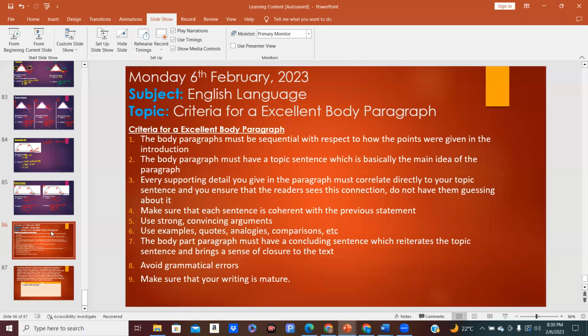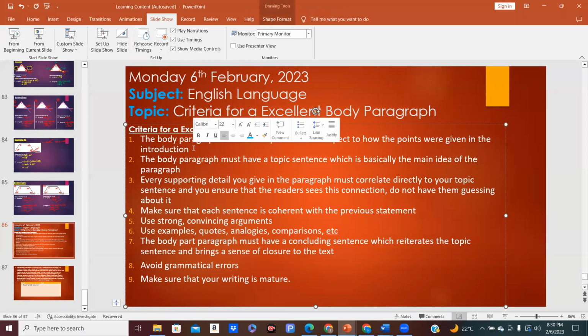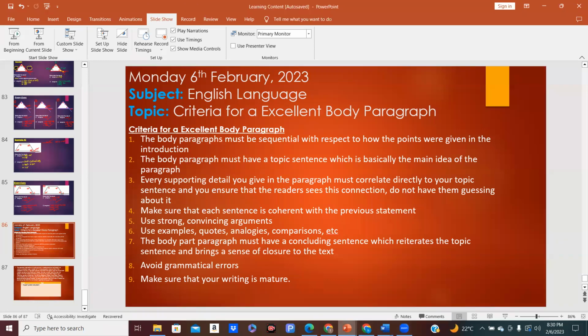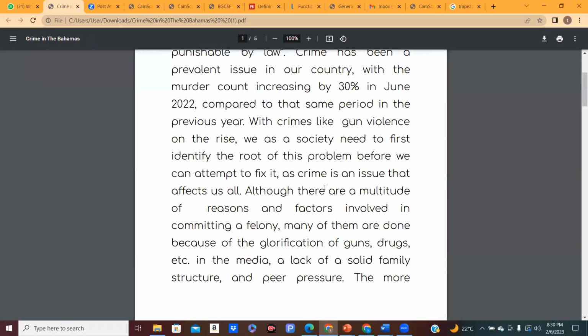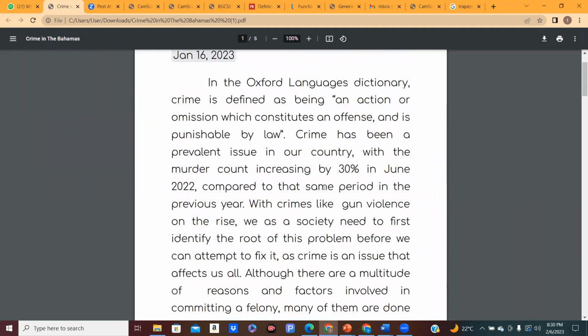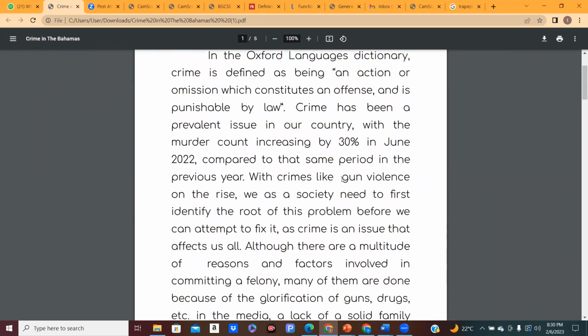Let's go back to our list. Let's start with number 1. Is her body paragraph sequential with respect to how she gave it in the introduction? So that's what we must ask. We must go to her essay and find her introduction and see what she mentioned first in her thesis.